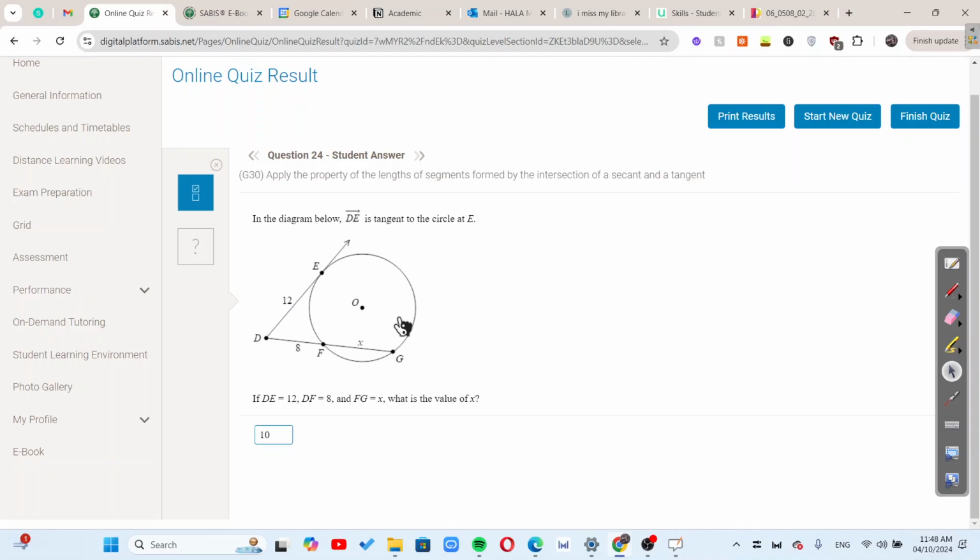Next question. Here it's tangent again, so I'm going to rewrite the rule. Small secant times whole secant, which is 8 plus x, equals tangent squared, which is 12 squared. So 8 times 8 plus x equals 144.